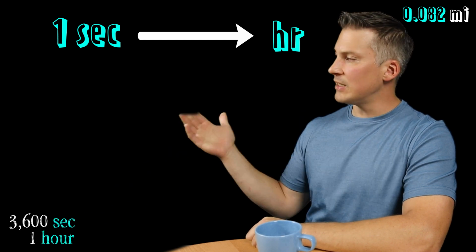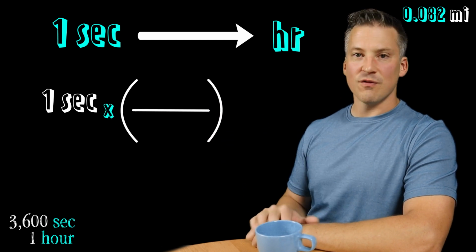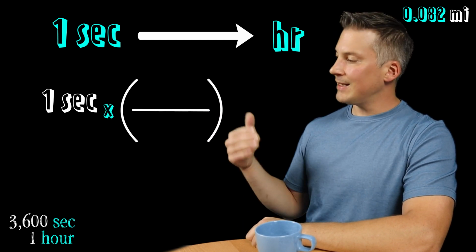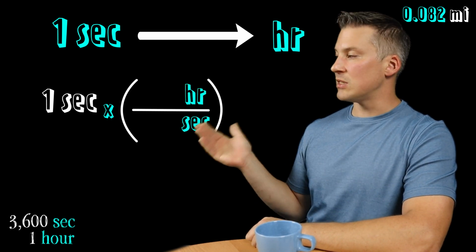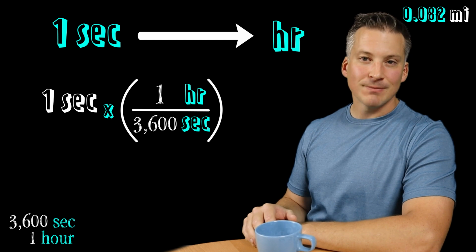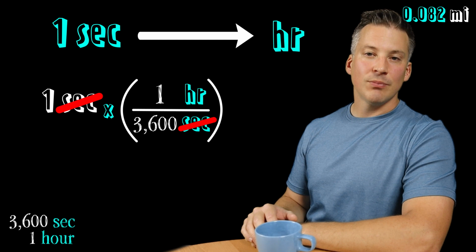So same thing, write down the given. The given was 1 second. So write it down, set up your conversion fraction. Plug in the seconds on the bottom, the hours on the top, and then plug in the known relationship: 3,600 seconds for every 1 hour. And now all we have to do is the division here, right? So it's basically 1 divided by 3,600.